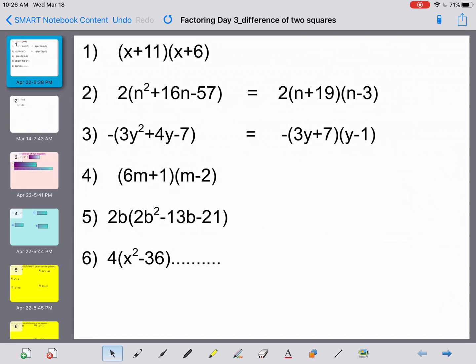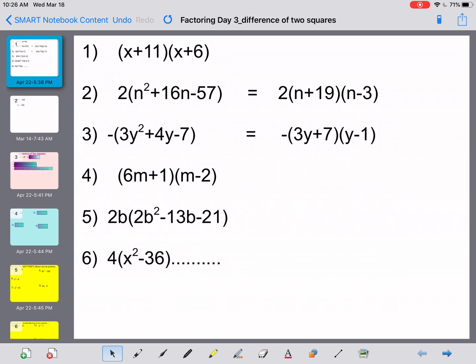All right, today we're going to work on a new type of factoring. So far you have done GCF factoring and double bubble factoring. And today's lesson is another type of factoring. It is a double bubble, but it's special. It's called a difference of two squares. So that's our topic for today.